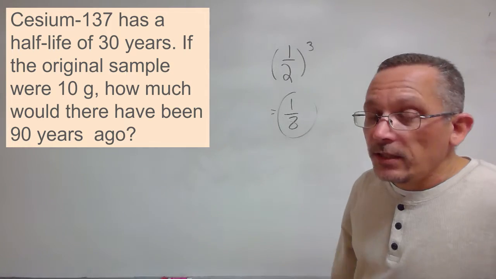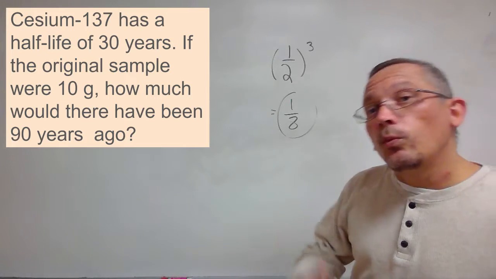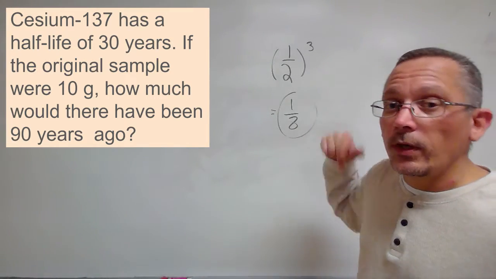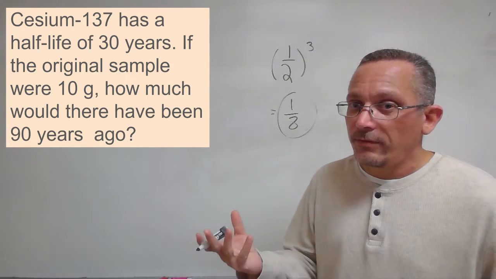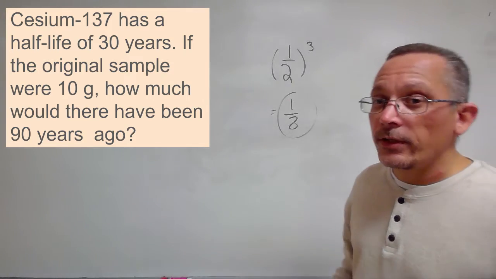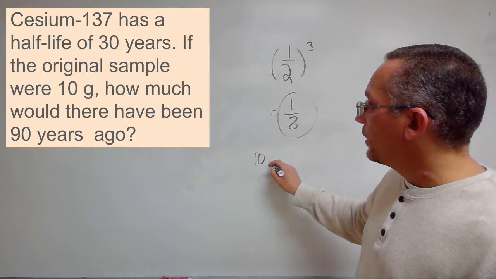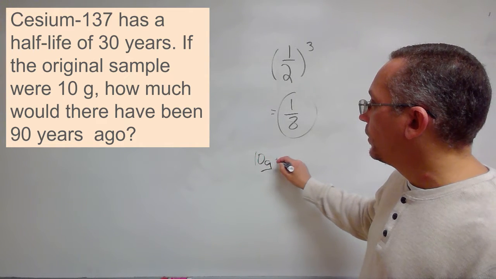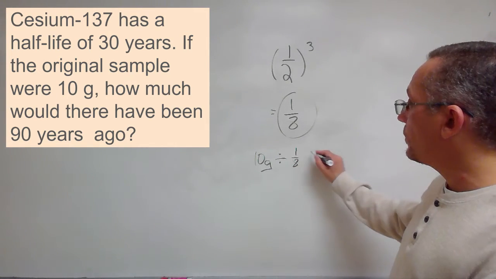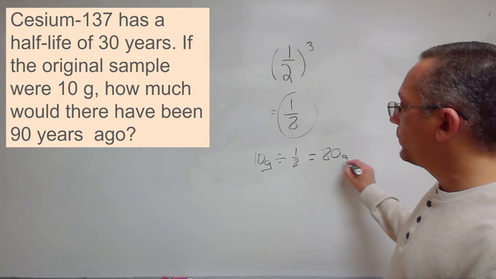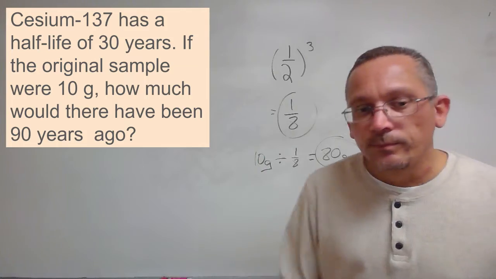So the first thing to figure out is how many half-lives have gone by, right? We said there was 3 half-lives, and what fraction remains? And we said it was going to be 1/8, and now it's just like the other problem, only instead of multiplying, we're going to divide because we're going back in the past, right? If you're going into the future, multiply. If you're going into the past, divide. So instead of doing 10 grams times 1/8, I'm going to do 10 grams divided by 1/8, right? And 10 grams divided by 1/8 should give you 80 grams. So back in the past, there was 80 grams.